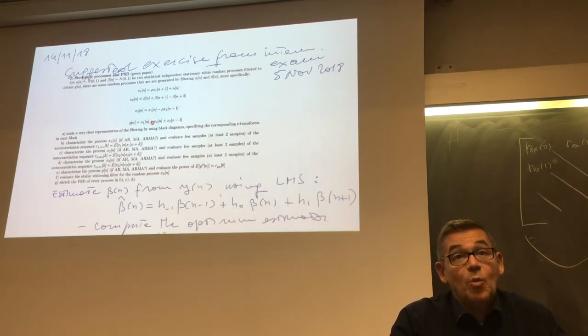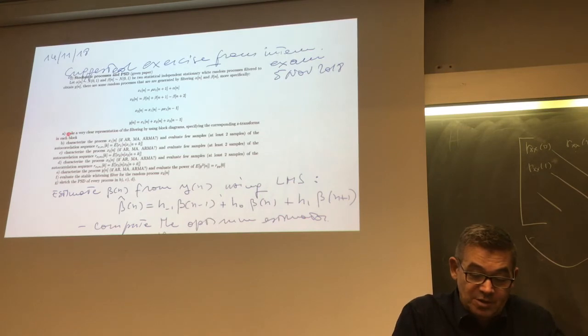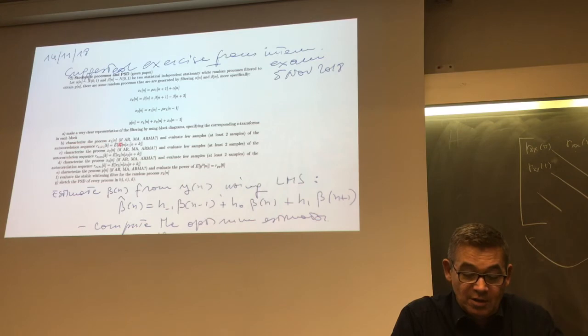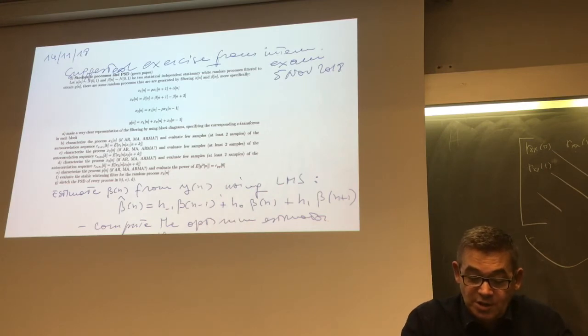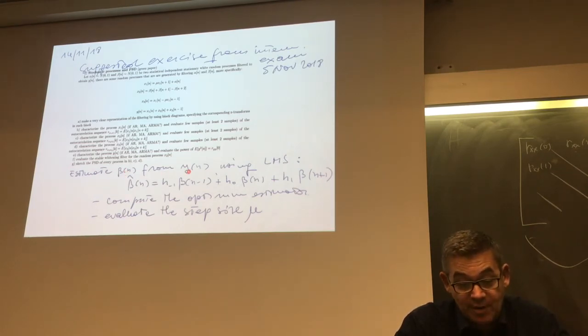Now, take y_n. So y_n is a combination of these random processes, x1, x2, and x3. You remember there was a very clear representation of a block diagram. You did it. Characterize the processes x1, x2, and x3, and schematic, and so on. And now, a new suggestion. Now, estimate beta from y. So what I'm asking you is to estimate beta.